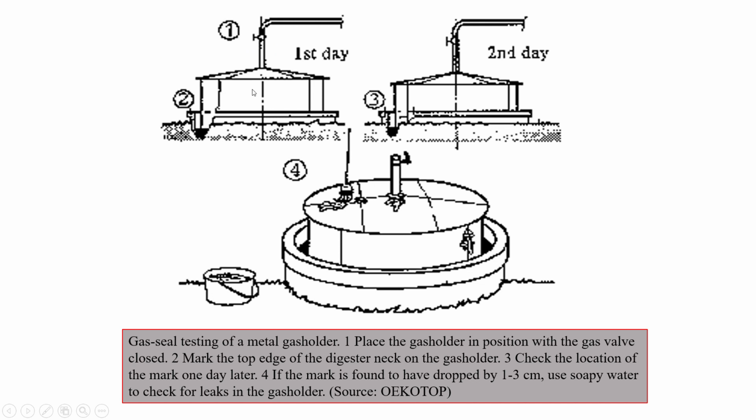Then we can fill the gas holder with the gas. Then we have to mark the level at which the gas holder is standing in the digester. Then we can mark that point, and the next day, for the second day, we can see if the gas holder has moved down more than 1 to 3 centimeters. That means the gas has leaked from the system.